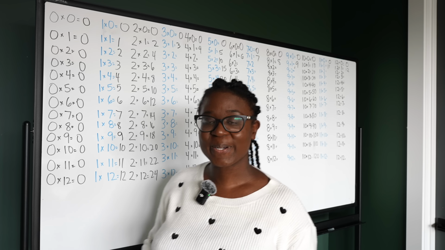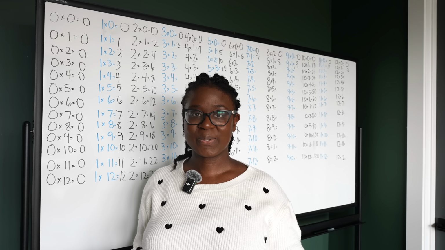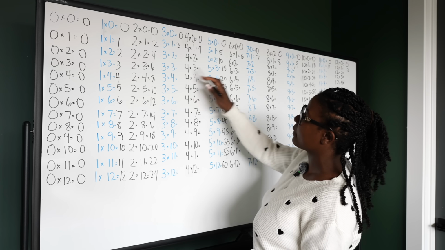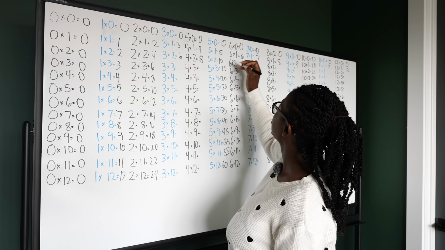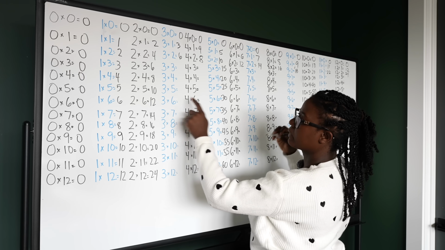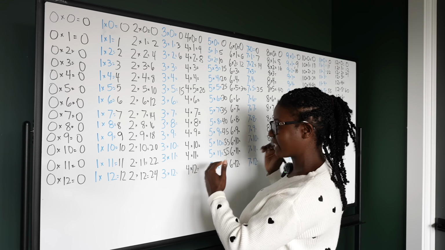And again, remember, if you know the 5s, if you know the 10s, if you know the 2s, then you can fill out the rest with the commutative property. So now we fill out all the 2s going this way. And we're filling out all the 5s going this way. And all the 10s going this way.